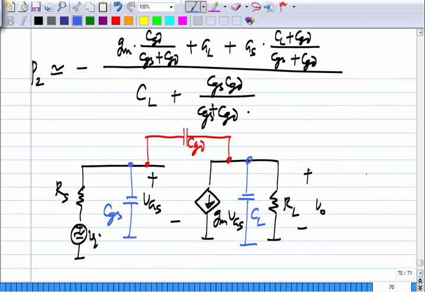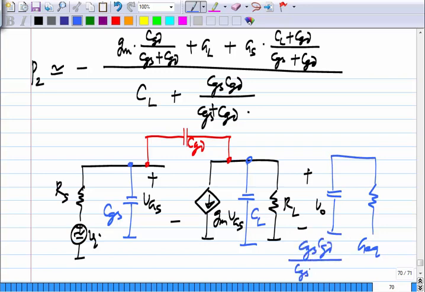So, the picture looks like we have that equivalent conductance which I evaluated earlier, the series combination of CGS and CGD, and we also have the physical capacitance and resistance that are present, that is RL and CL. Okay.